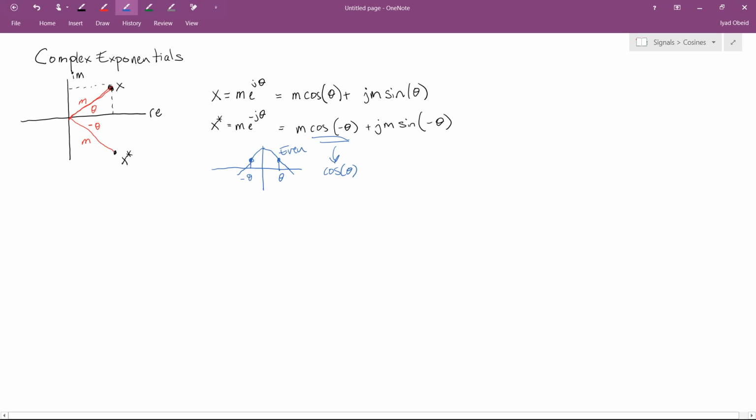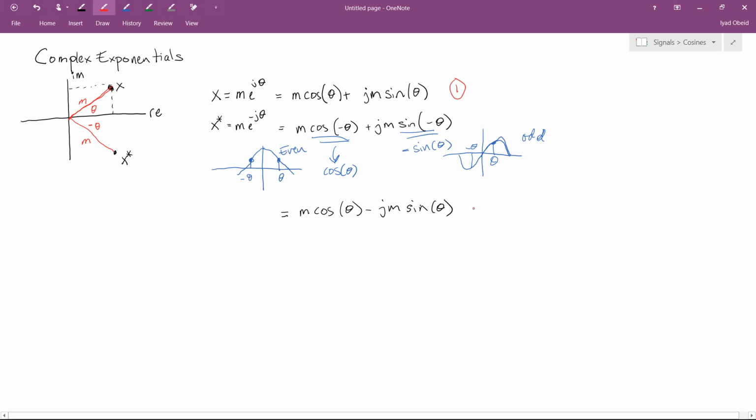Conversely, sine is an odd function. If we draw a generic sine function, that's a little better, not much, we'll see that sine of theta and sine of negative theta are equal and opposite. So sine of negative theta is the same as negative sine of positive theta, because that's an odd function. Putting all those pieces of information together, we can rewrite our complex exponential for the conjugate as m cosine theta minus j m sine theta.